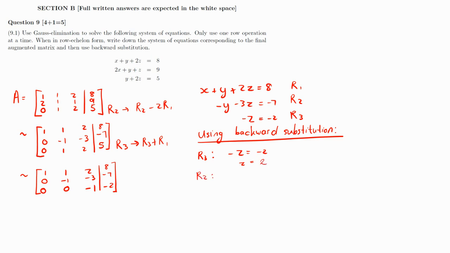And now row 2, because it's backward substitution. So minus y minus 3 times 2 is equal to minus 7. So minus y is equal to minus 7 plus 6. So y is equal to 1. And then last row, row 1, is x plus 1 plus 4 is equal to 8. So x is 8 minus 4, which is 4, minus 1 is 3.